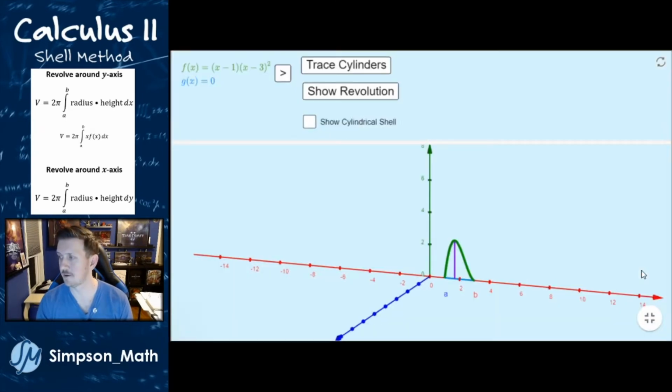I'm going to show you one more kind of applet simulation, and it will help us get a better picture of a real problem that we're going to be doing today, because we know what the function is. Here we have the function x minus 1 times x minus 3 squared, and that's going to be our first example.